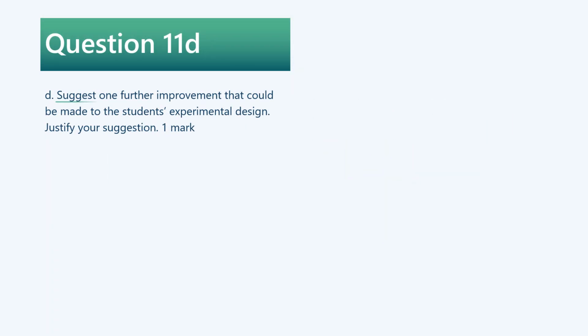Suggest one further improvement that could be made to the student's experimental design. Justify your suggestion. 1 mark. Official marking breakdown and acceptable options.